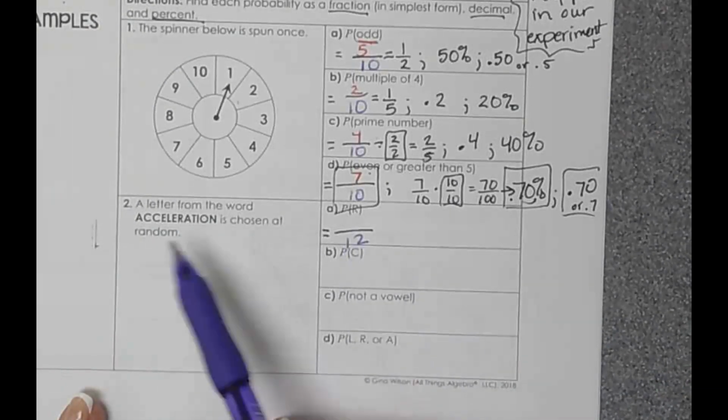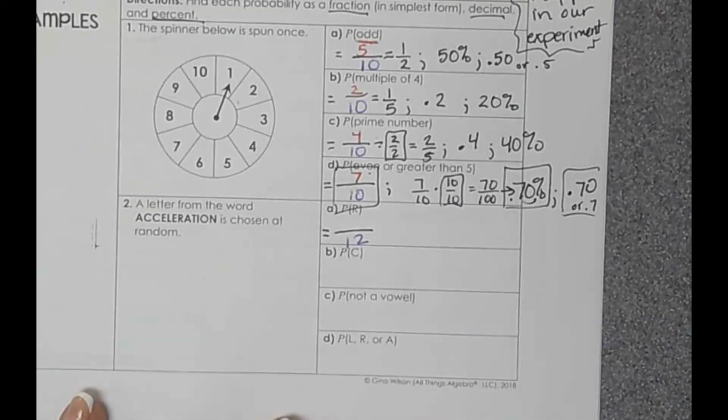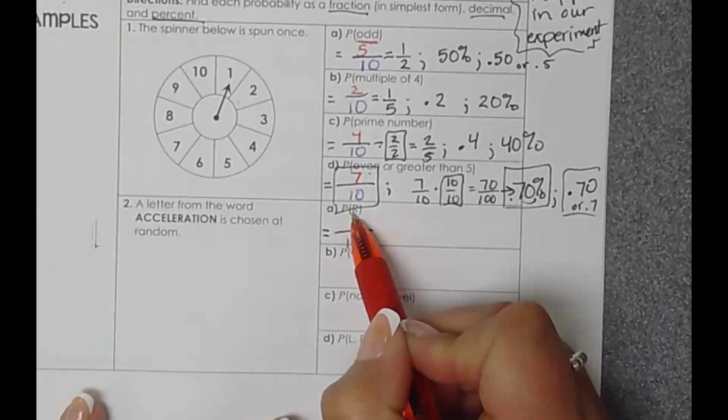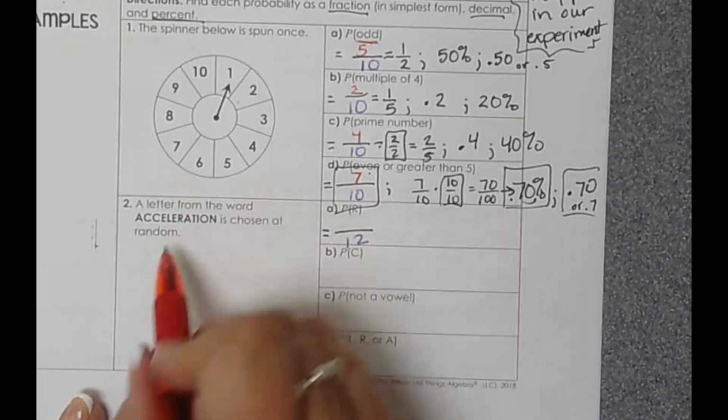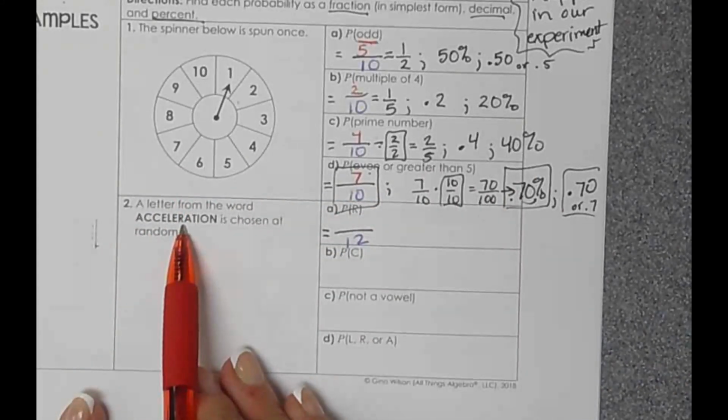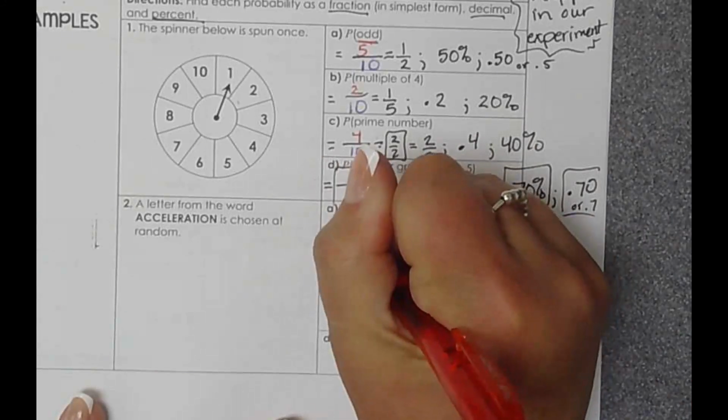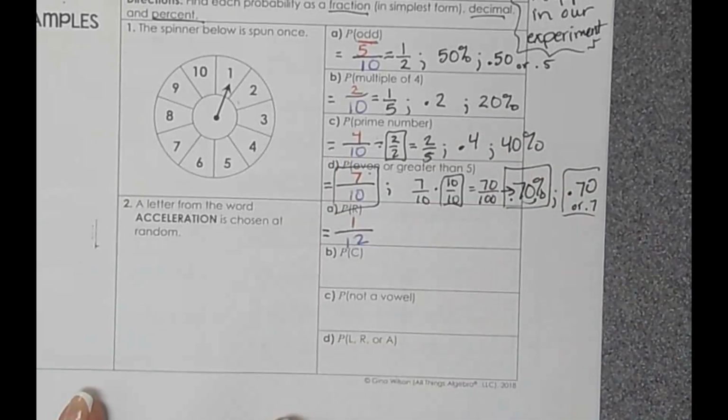Now, of all of these letters, what we want to pull is an R. So how many R's do we have? Well, we only have 1. So as a fraction, this would be 1/12.